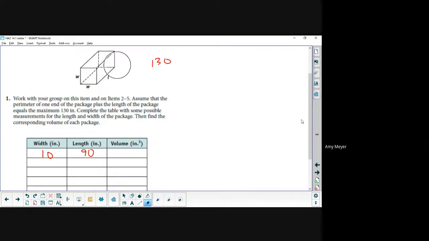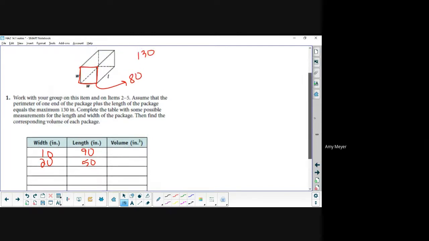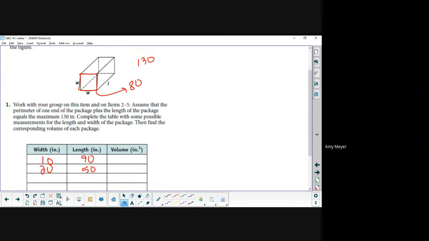Let's pick another number. We're doing the perimeter of the width and the length. And the cutoff is 130. So let's say I want a perimeter of 20 or a width of 20. I'm going to have 20, 40, 60, 80 used up. That's for the perimeter. The total allowed is 130. So how much is left? 50. Don't do the volume yet. Go ahead and come up with 2 or 3 more possible widths and a corresponding length.